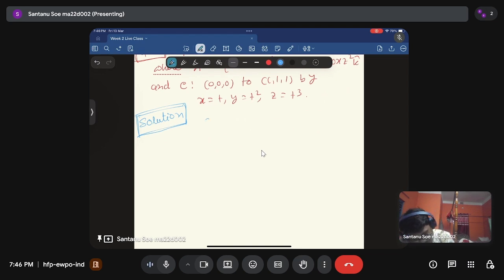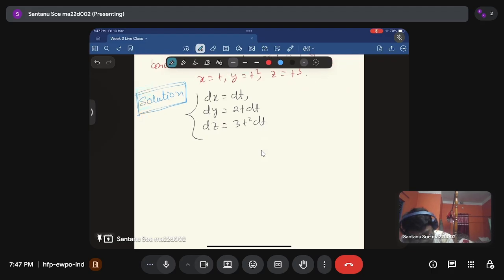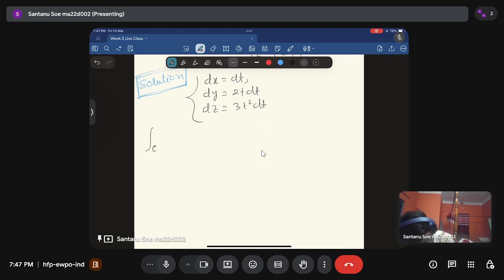So here, dx is dt, dy is 2t dt, and dz is 3t square dt.